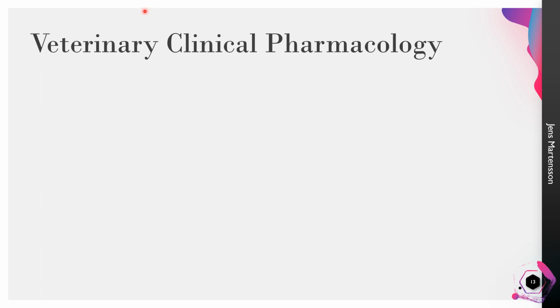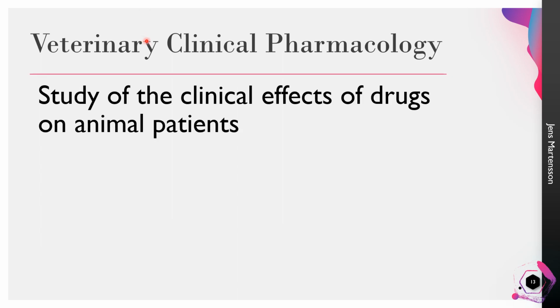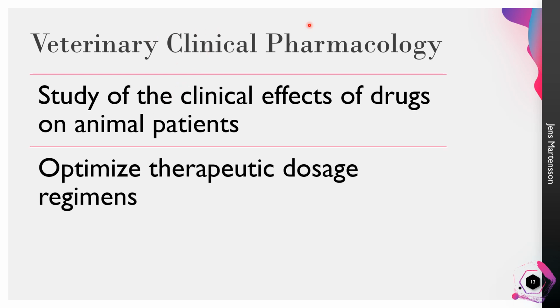Veterinary clinical pharmacology is a subset of pharmacology devoted to the study of the clinical effects of drugs on animal patients with the goal of optimizing the therapeutic dosage regimens. Knowledge of the PK and PD properties of drugs and their toxic effects is inherent in this veterinary discipline. It is a clinical discipline devoted to the optimal use of drugs in veterinary patients, maximizing their prophylactic or therapeutic benefits while ensuring that the adverse consequences of drug use are minimized.